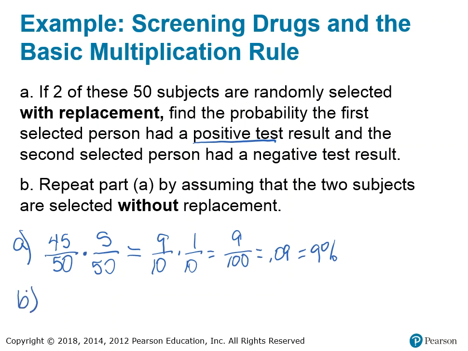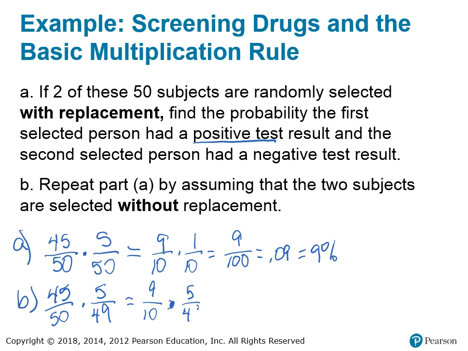Now on B, they're changing it up a little bit. It says repeat it, but assume this time we are not replacing it. So once somebody has been chosen, they can't be chosen again. In the first case, we still have 45 out of 50. That part doesn't change because we're still looking for a positive result. We're still looking for the second person being a negative, which is 5. The difference is I no longer have 50 people in the pot to choose from. Since I kept the one out, I'm now down to 49 people in the pot. Still going to reduce the 45 out of 50 to 9/10. 5 49ths doesn't reduce, so I'm going to leave that.